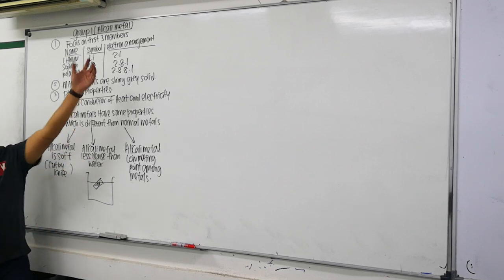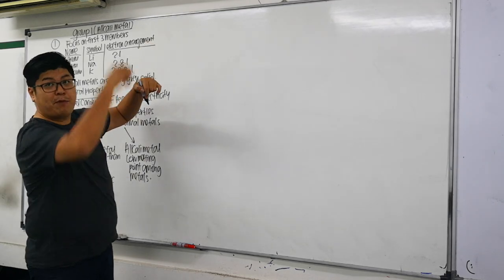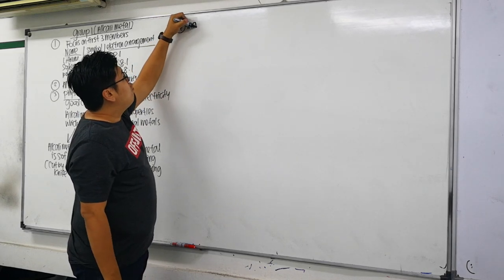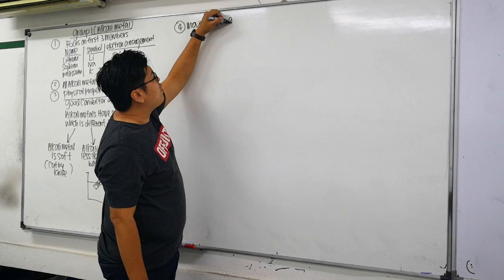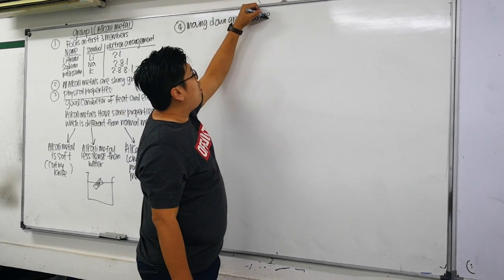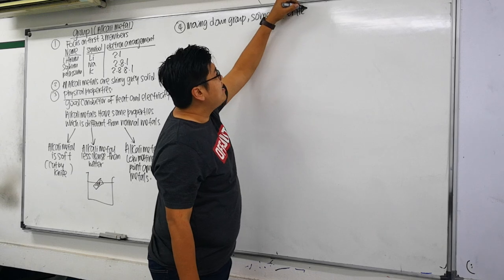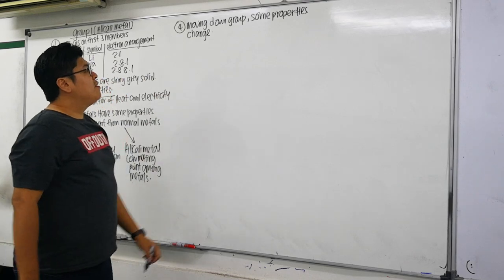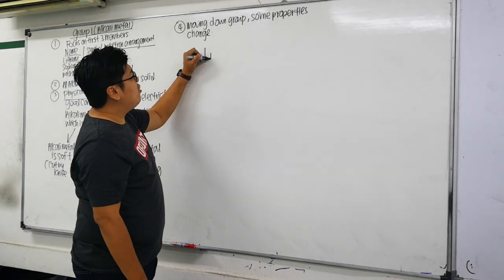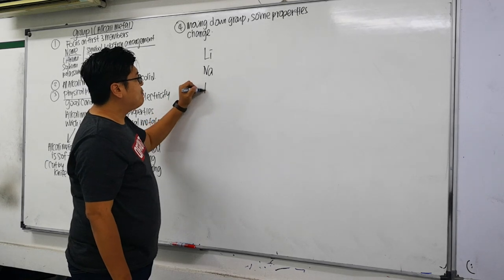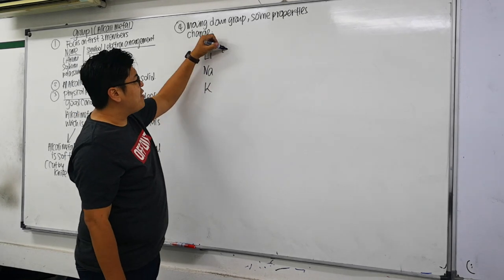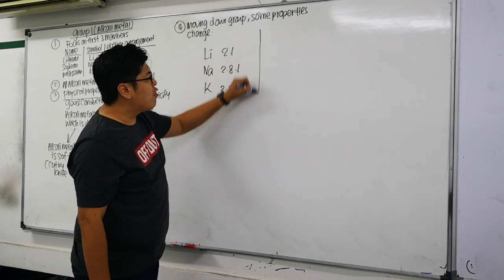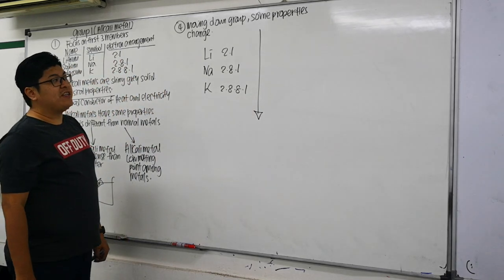What else did we learn last week? Last week, I also told you what happens when you go down the group. So, number four. Last week we also learned moving down the group, which means from top to bottom. Some of the properties actually change. This is your lithium, this is your sodium, this is potassium. These are the electron arrangements: 2.1, 2.8.1, and 2.8.8.1. Going down the group from top to bottom, what is the change in physical properties?